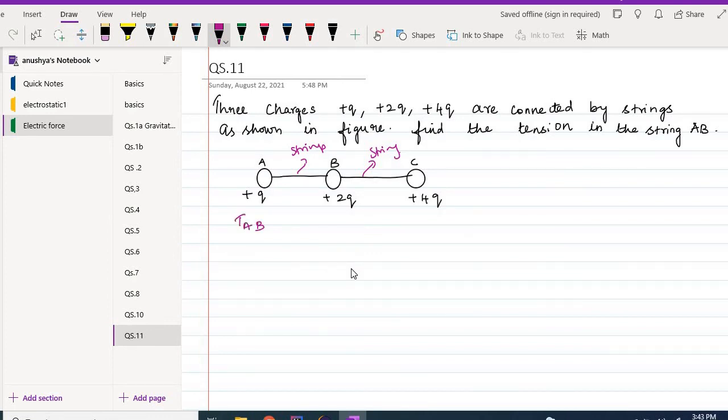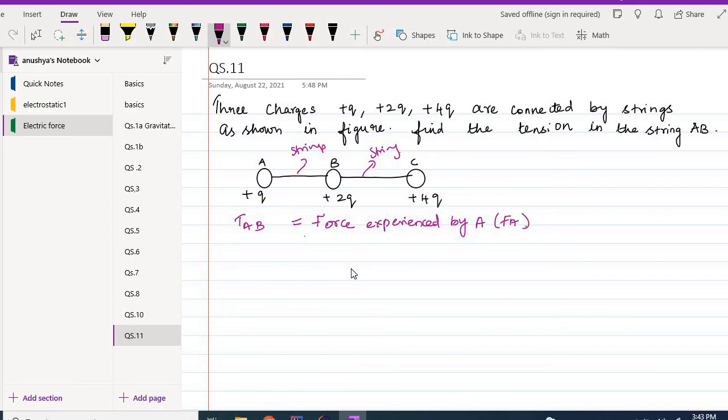Okay, so assume the system is in equilibrium, then tension on charge A is equal to the electric force on the charge A. So tension on the string AB is equal to the force experienced by A, which is equal to FA.